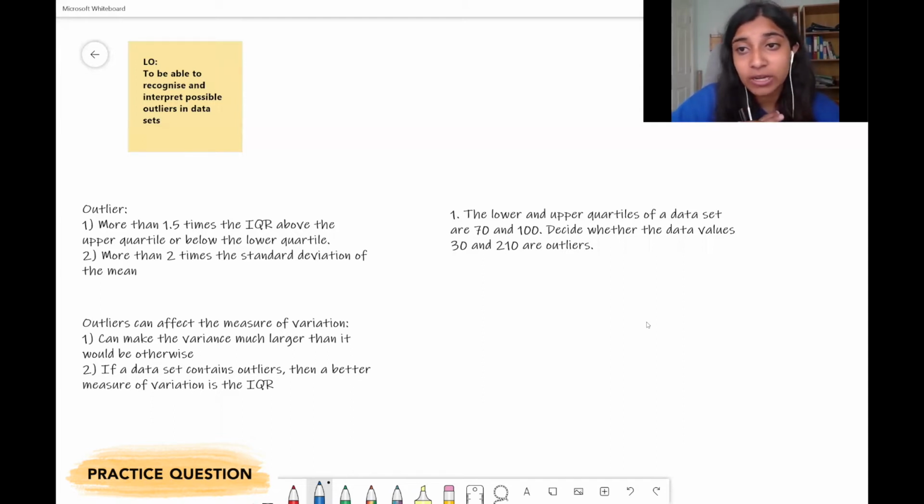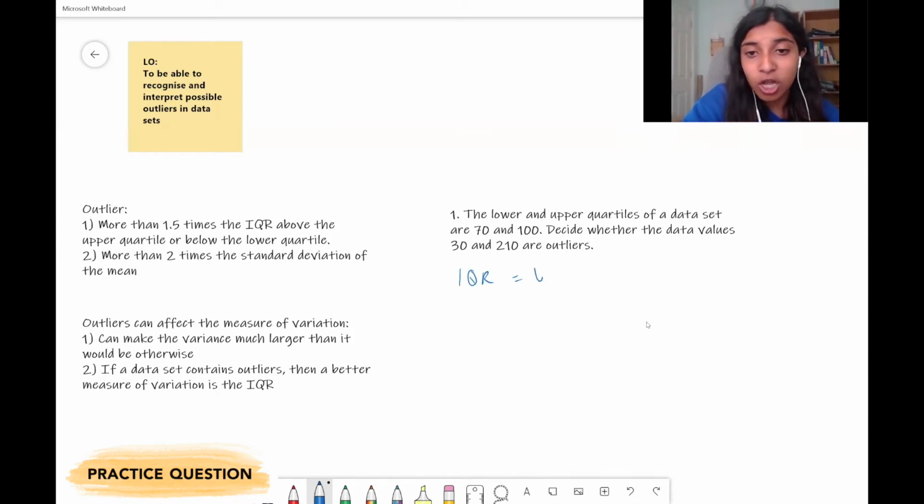Feel free to pause the video and try it out for yourself. We have the lower and upper quartiles of a data set as 70 and 100. We want to decide whether the data values 30 and 210 are outliers. The first thing is to decide which definition of outliers to use. Because they've given us the lower and upper quartile, we can use the interquartile range. The interquartile range is the upper quartile minus the lower quartile, which is 100 minus 70, equal to 30.